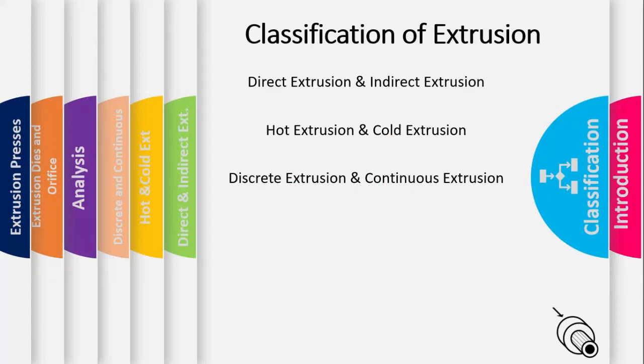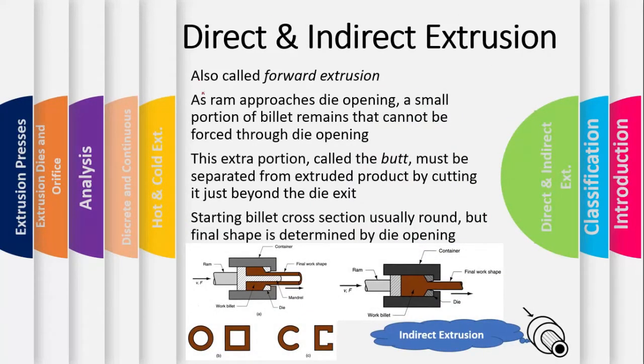So what is direct and indirect extrusion? Direct extrusion is also known as forward extrusion, because in this case we have a die at one end of the container while the ram is at the opposite end of the container, and in between there is the work material in the form of a work billet. The material which we feed into the container is called a billet. So the billet is in between, and the ram forces the material to squeeze out of the die opening. The force is applied in one direction and the material is squeezed out in the opposite direction. That is why it is called forward extrusion or direct extrusion.